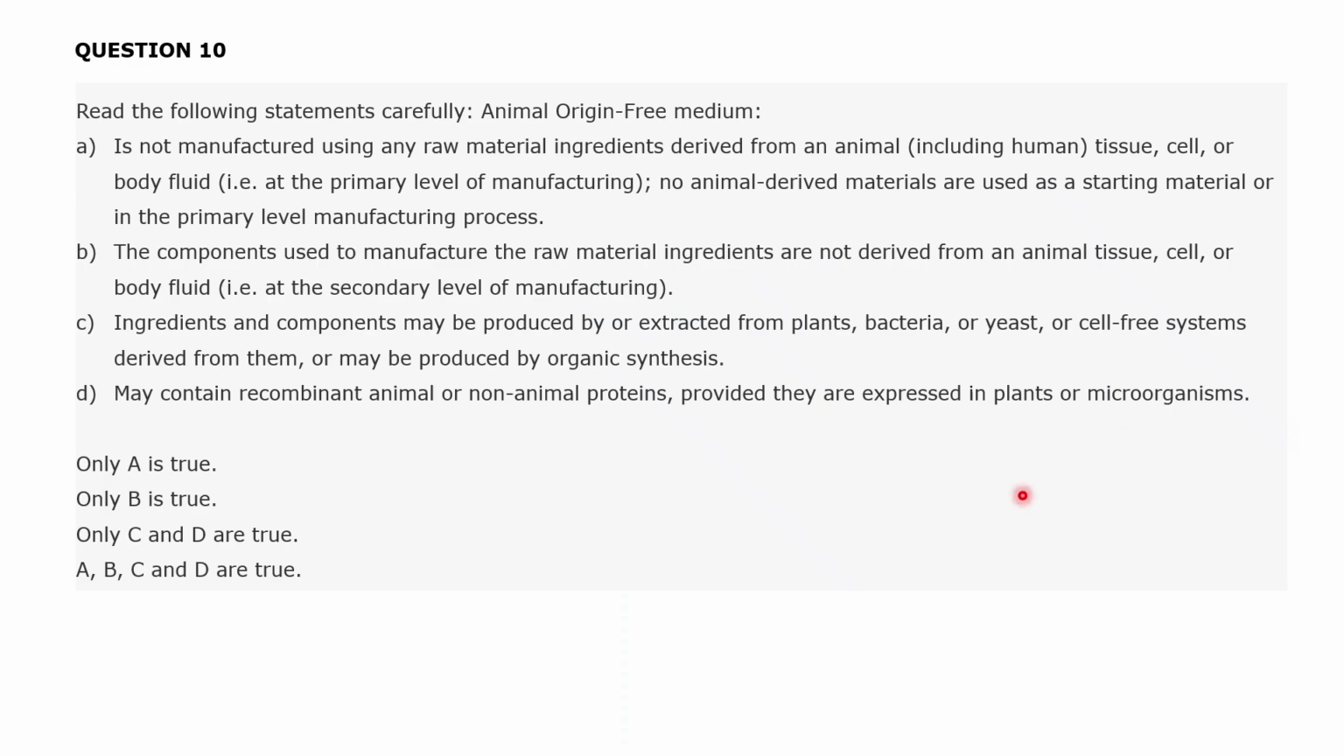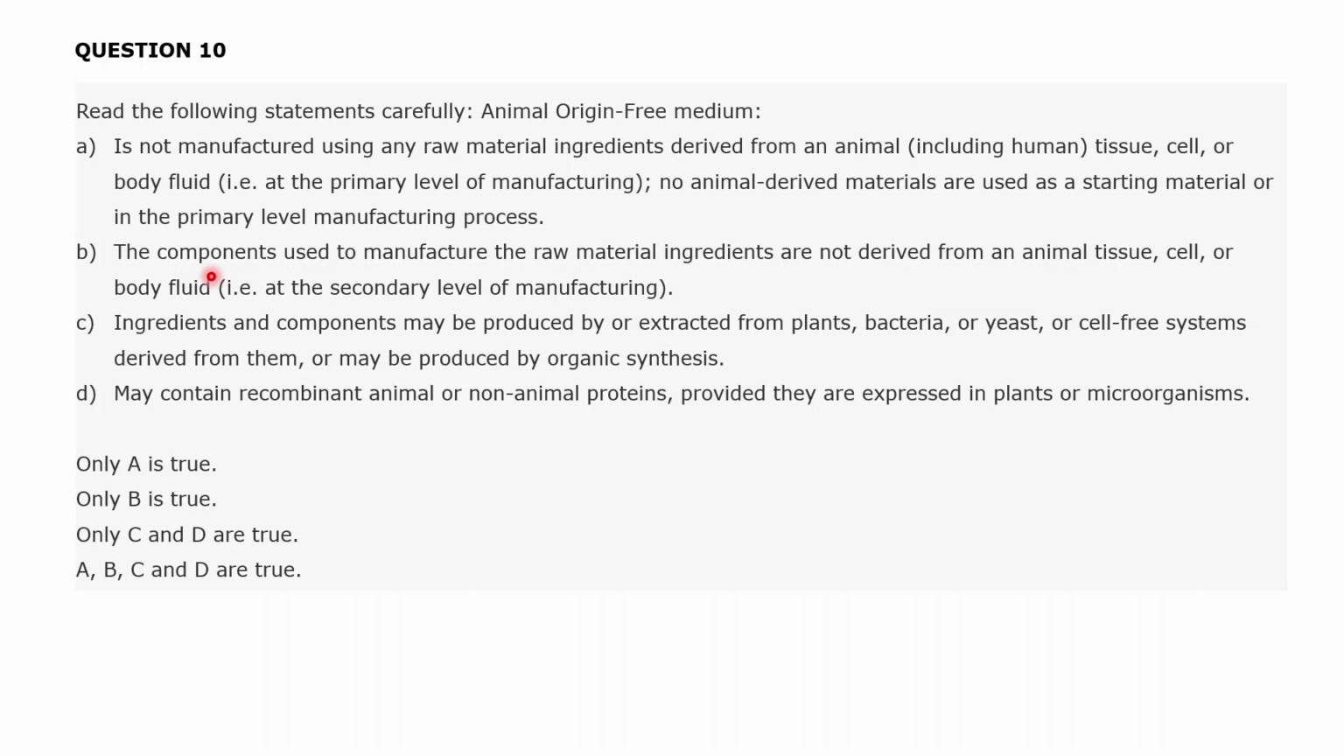Coming on to question number 10. Read the following statements carefully. What is an animal origin media? So this is the option: is not manufactured using any raw material and ingredients derived from animals, including human tissues, cells, or body fluid at the primary level of manufacturing. No animal derived materials are used as starting material or in primary level manufactured process. That is the first point.